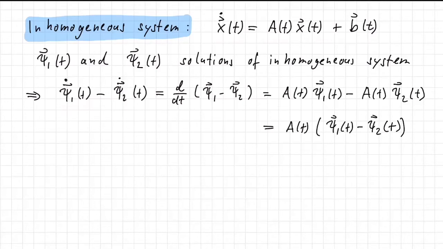But if we now look at this, what we realize is that the difference between the two solutions of the inhomogeneous system is actually a solution of the homogeneous system. So whenever I take the difference between two solutions of the inhomogeneous system, I get a solution of the homogeneous system. Or in other words, the solutions of the inhomogeneous system differ only by a solution of the homogeneous system. Now this allows us immediately to write down the general solution.